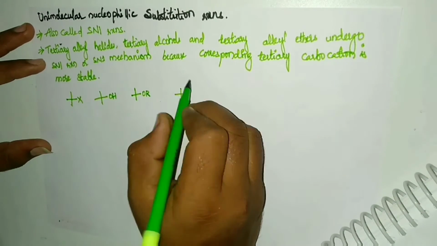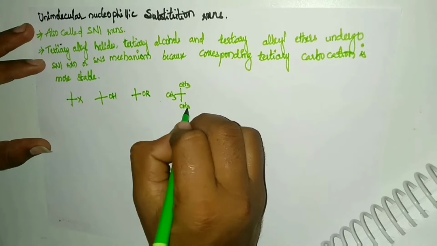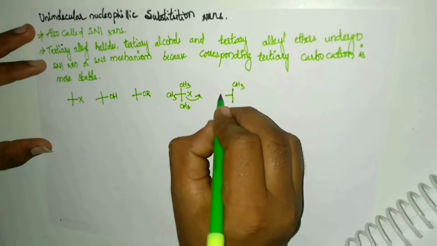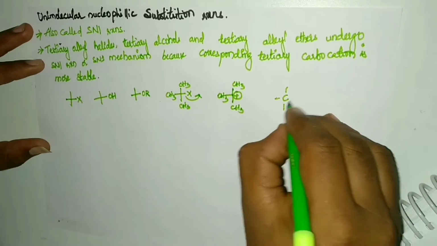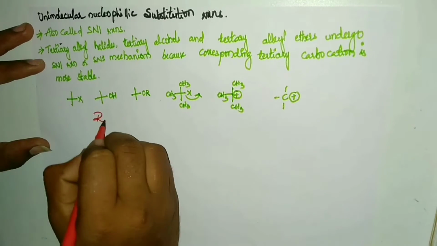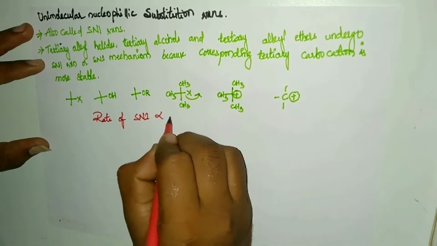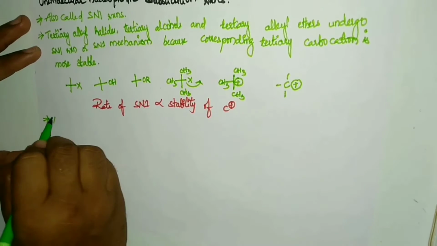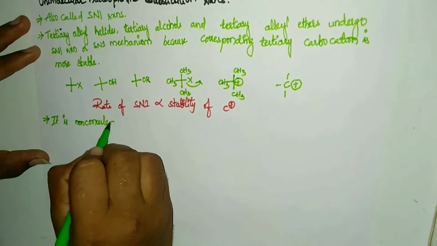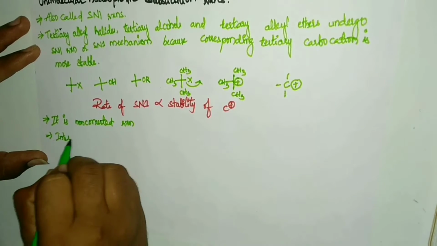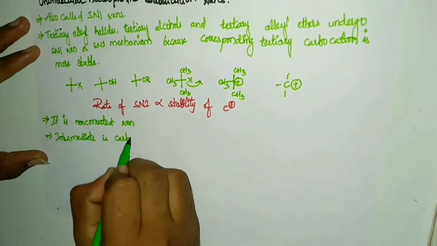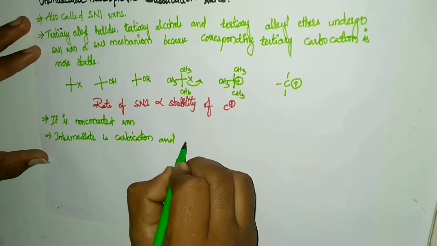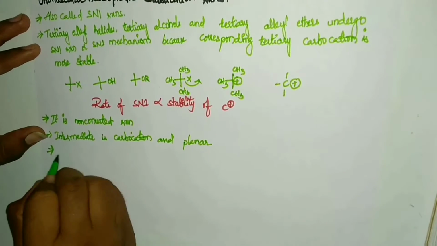Giving one example, I am removing the halide from it, resulting in the formation of a tertiary carbocation, which is more stable. The rate of an SN1 reaction is directly proportional to the stability of the carbocation. It is a non-concerted reaction, which means an intermediate is there. The intermediate is a carbocation, and it is a planar molecule.